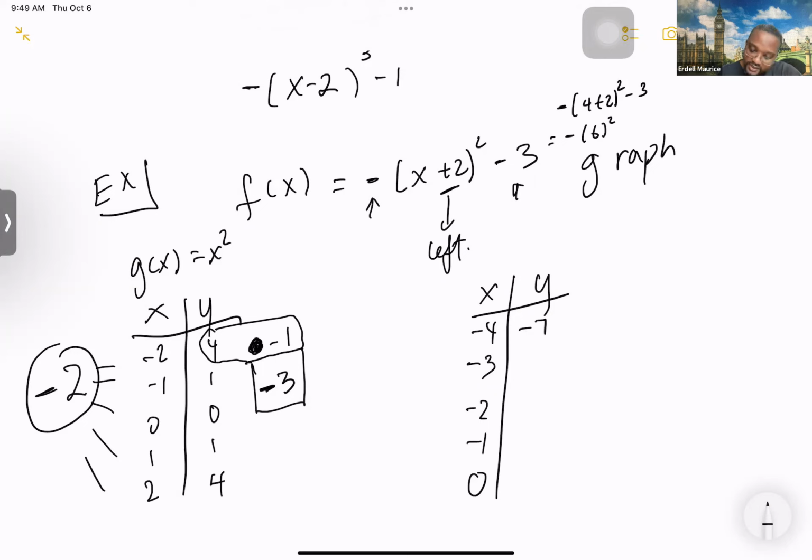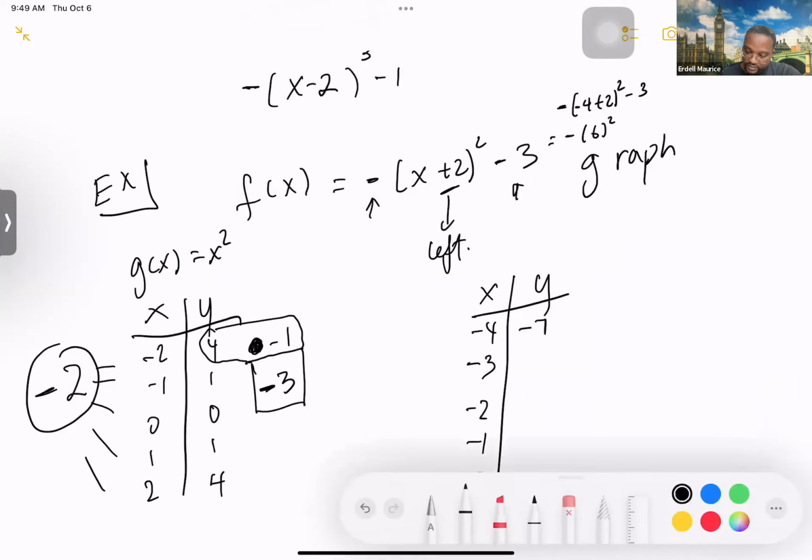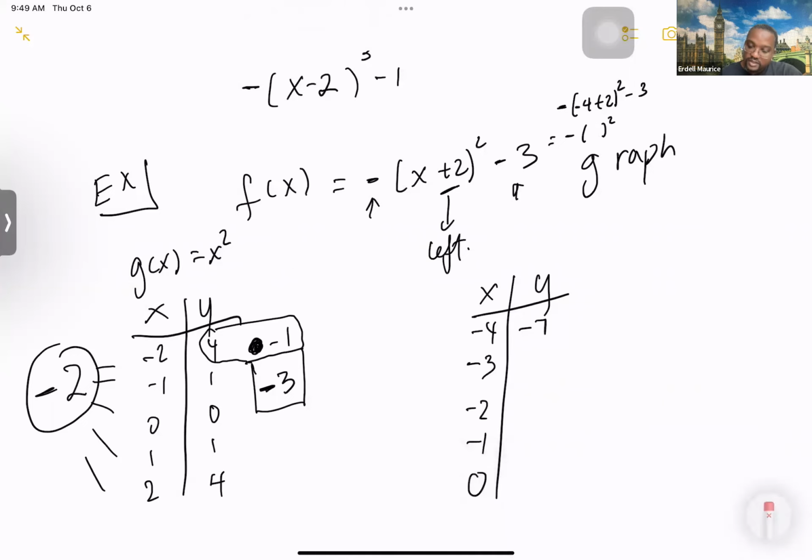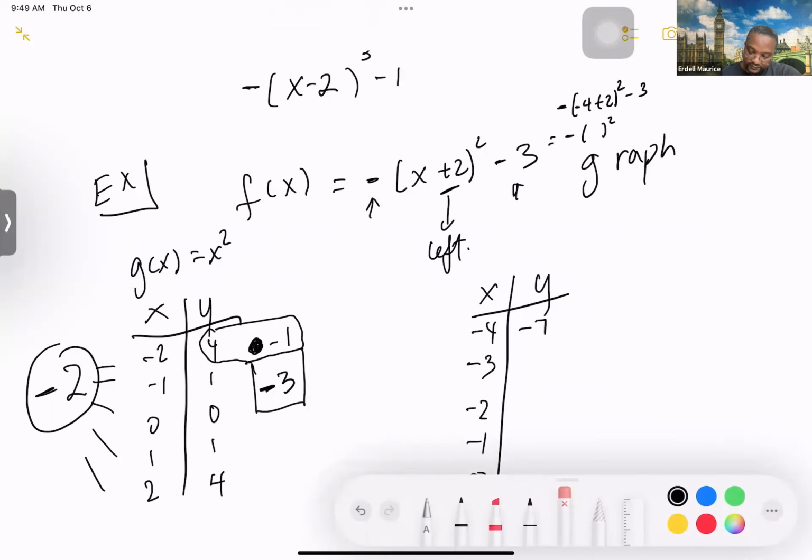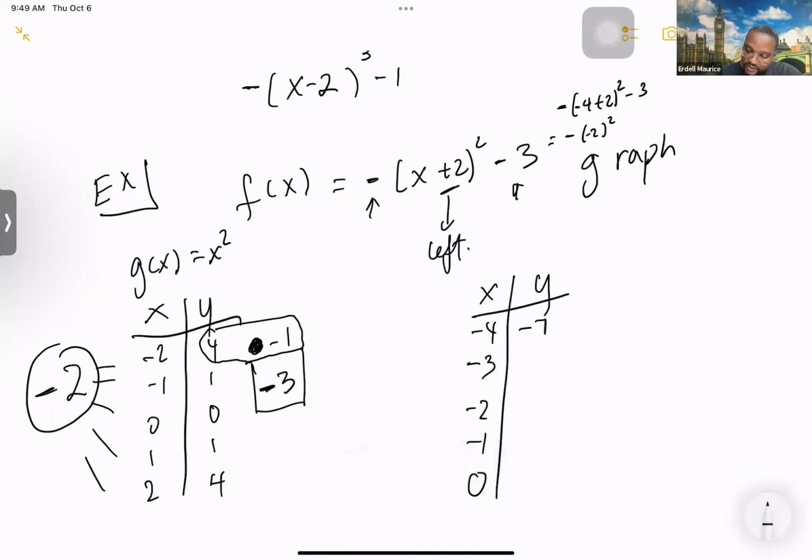Oh, I see the problem. It should be -4. There we go. Plug in -4. So -4 plus 2 is -2. Minus 3. -2 squared, that's 4. So that's going to be 4 minus 3. And of course, it gives us -7. Again, a different way to get to the same answer.